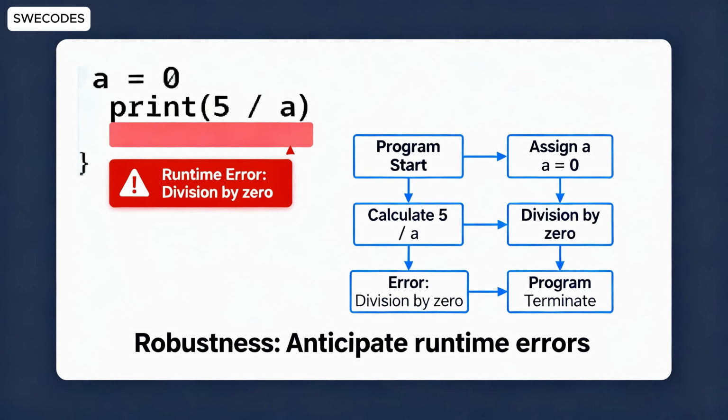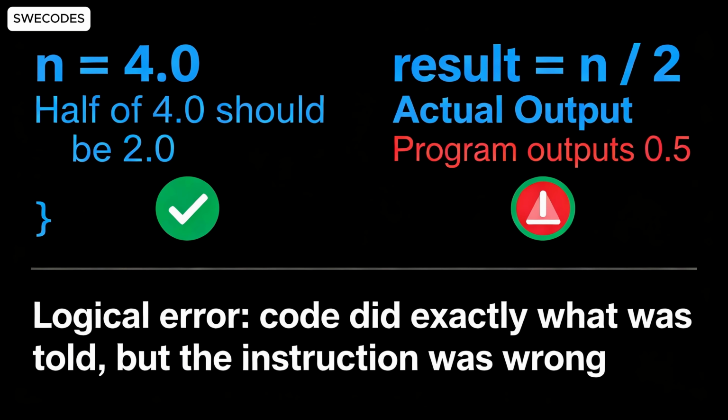This last one is the most difficult and the most dangerous, the logical error. The code has no syntax errors. It compiles. The code has no runtime errors. It runs to completion. And it gives you the wrong answer. Why? Because the program did exactly what you told it to do. The problem is, what you told it to do was wrong. The intent of this code was to find half of the variable n. Half of 4.0 should be 2.0.